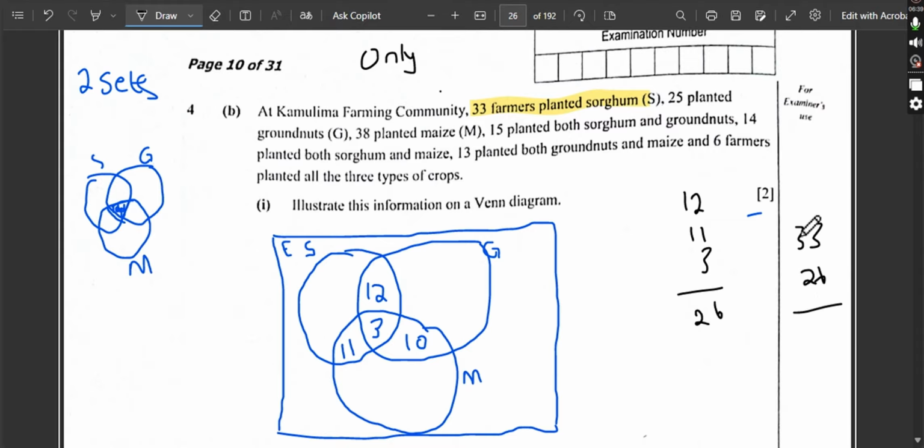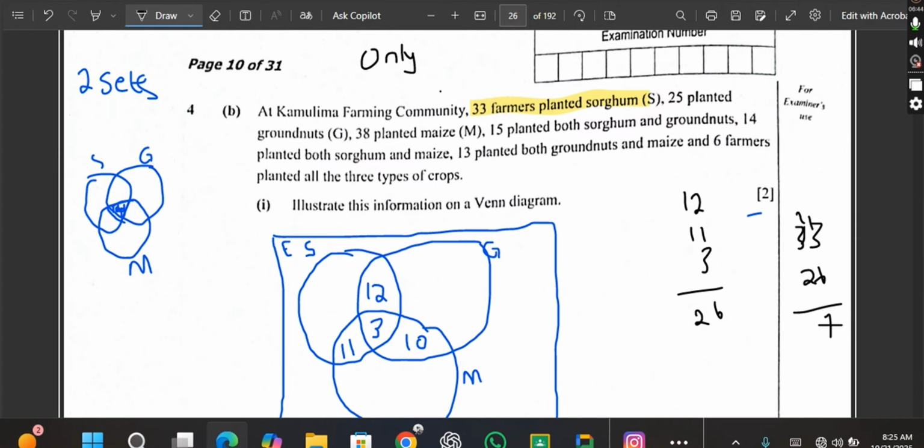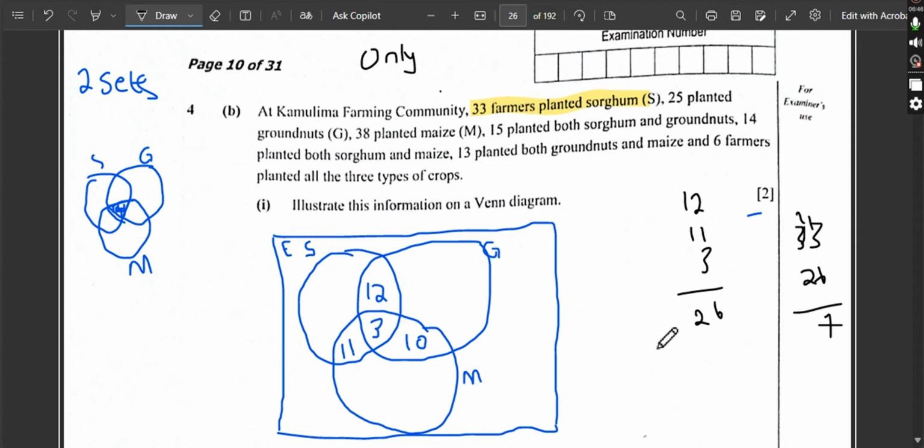What do you get here? You get 7. So this 7 now goes here. So 26, 27, 28, 29, 30, 31, 32, 33. Then you go to the next one.